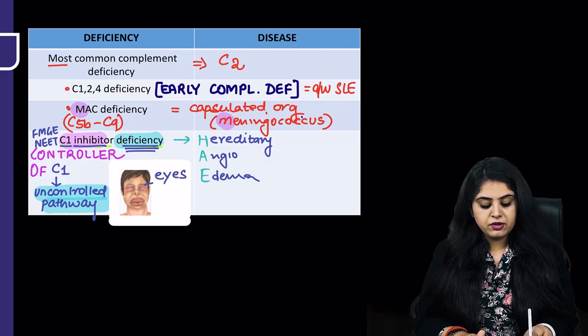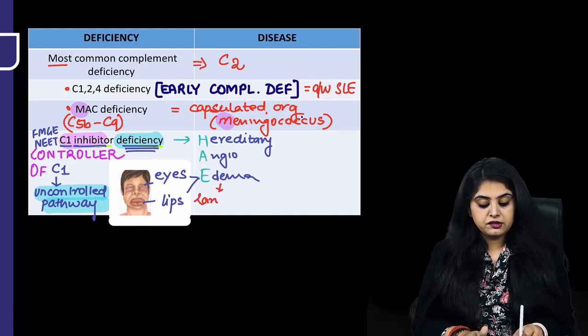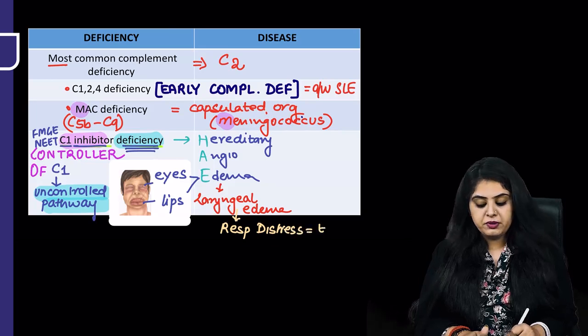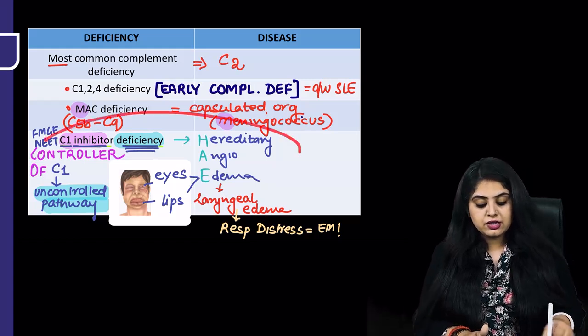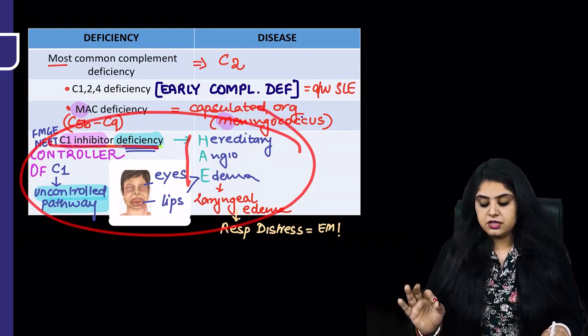Where all is the edema present? I can see the edema on the eyes, I can see the edema on the lips. Till now I'm not that worried, but nowadays you are seeing a lot of cases coming to you with laryngeal edema. And laryngeal edema means that the patient is going to have respiratory distress. And of course, if someone comes to you with respiratory distress, you don't take him up on OPD basis. This is going to be a medical emergency. So this is a recent question that has been asked. Hereditary angioedema is a deficiency of C1 inhibitor.